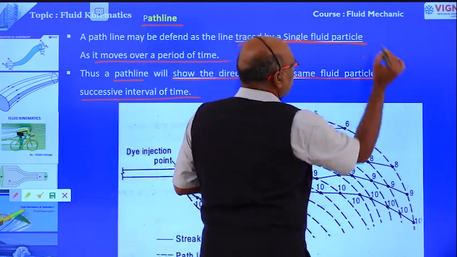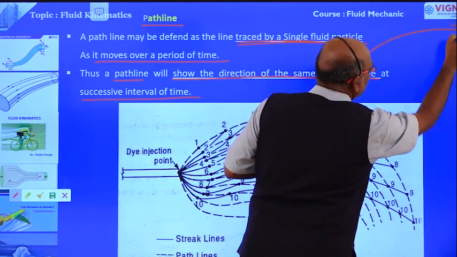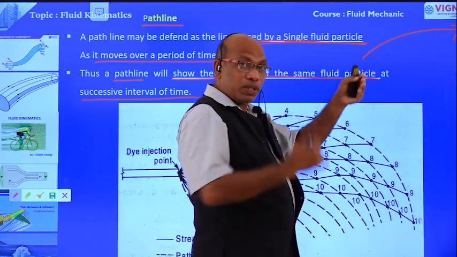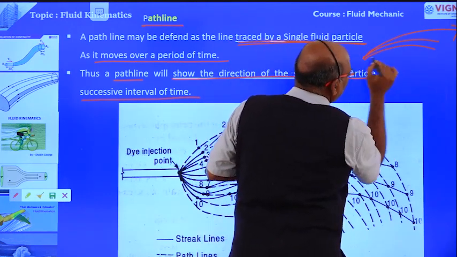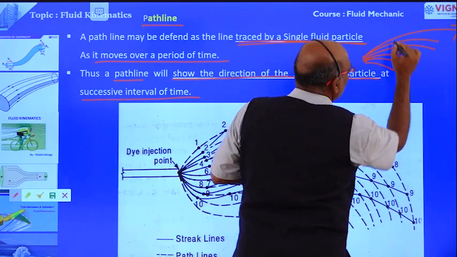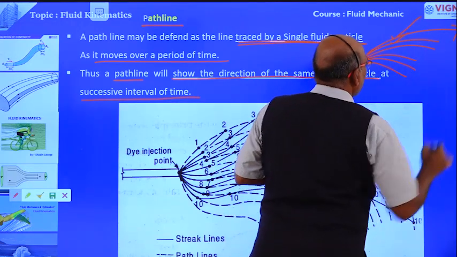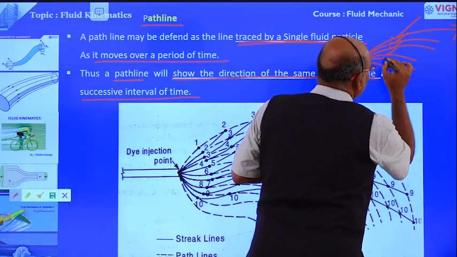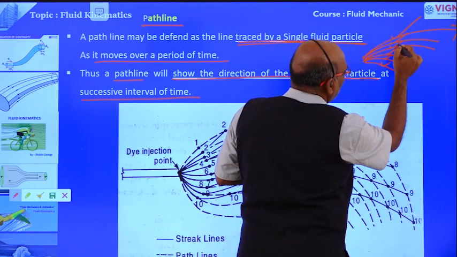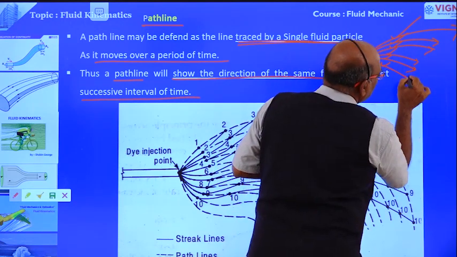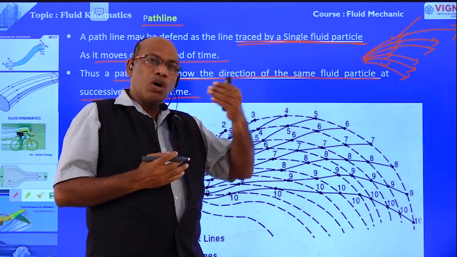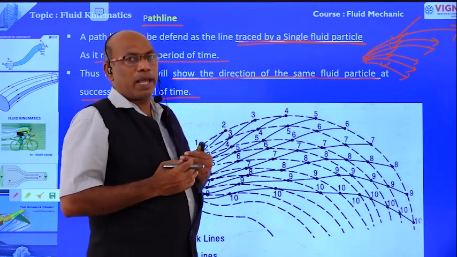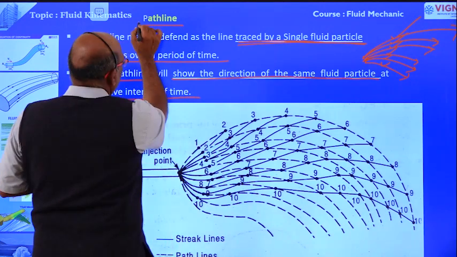Suppose this is one fluid particle moving like this. This is only one particle with respect to time. After 1 minute, it is like this, and again like this. Only one particle, but because of the successive time intervals, this shows the direction of the single fluid particle over time. This is about the path line.